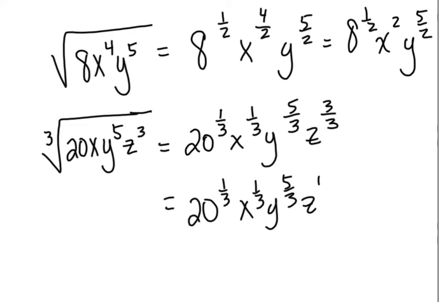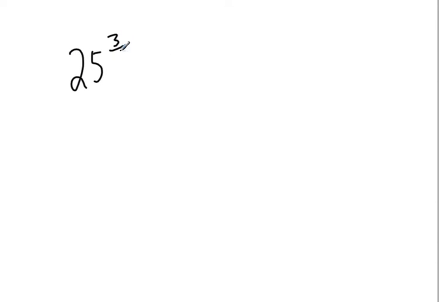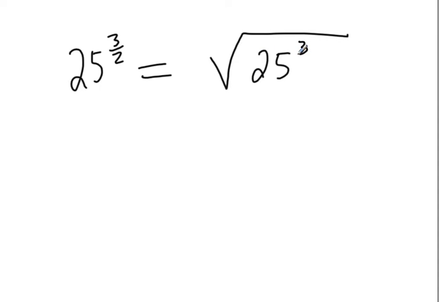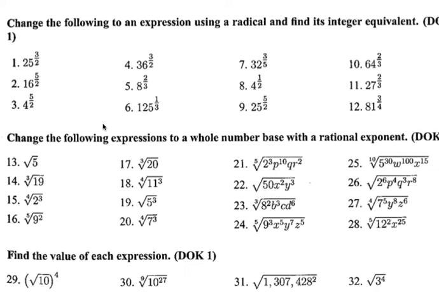But if I have 25 to the 3/2 and it says to write it in radical form, what would you do? Radical. 25 goes here to the 3rd. Where does this 2 go? The 2's the index. Do I have to write a 2 there? No. You're done. You can. Yep, you can. So on this homework, when it looks like this, that's all you have to do with 1 through 12.